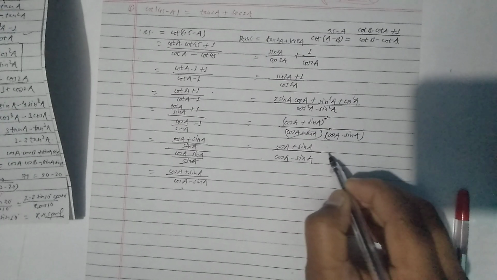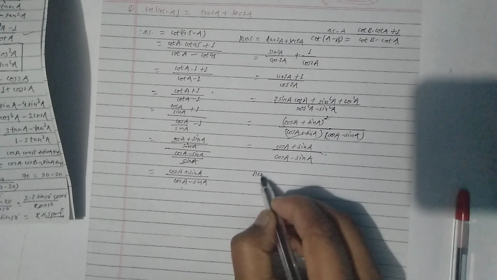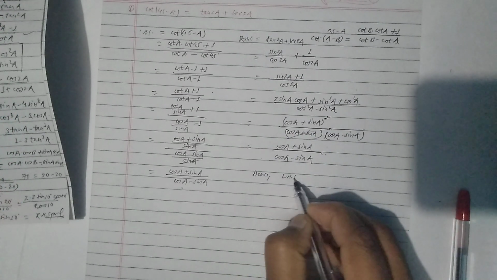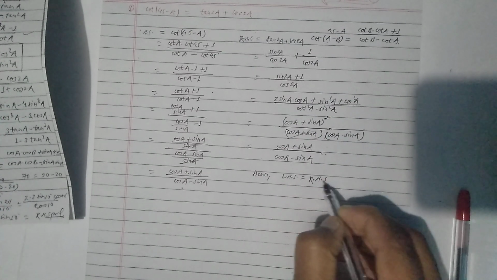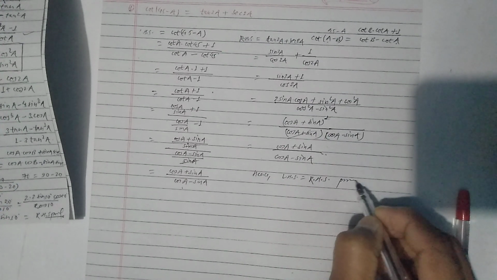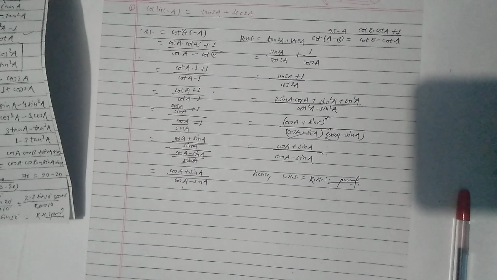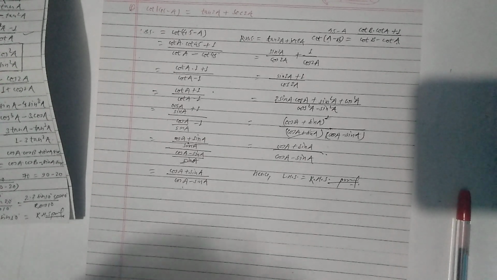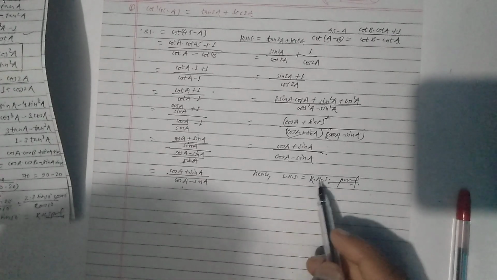Hence LHS equals this RHS. Hence we get both equal, LHS equals RHS. Hence proved. This question is easy, but we have to simplify the left hand side and the right hand side, and finally we get both the same. Hence we can write LHS equals RHS, proved.